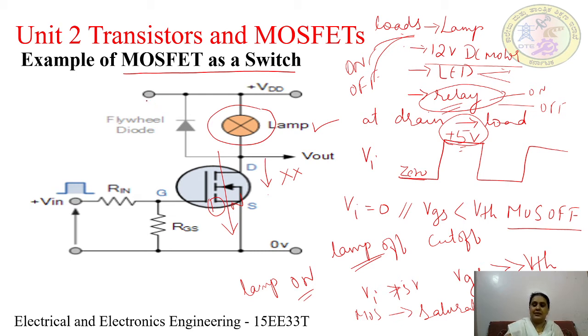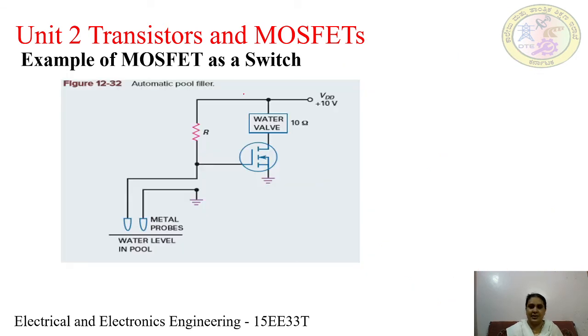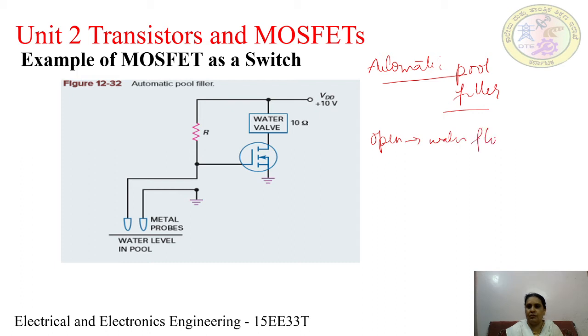Okay, so let's take another example. See, it is a very interesting example: an automatic pool filler. The automatic pool filler is just like a water level controller. We have an inlet valve which is closed or opened. If it is opened, water starts to flow into the pool. If the valve is closed, water stops flowing into the pool.